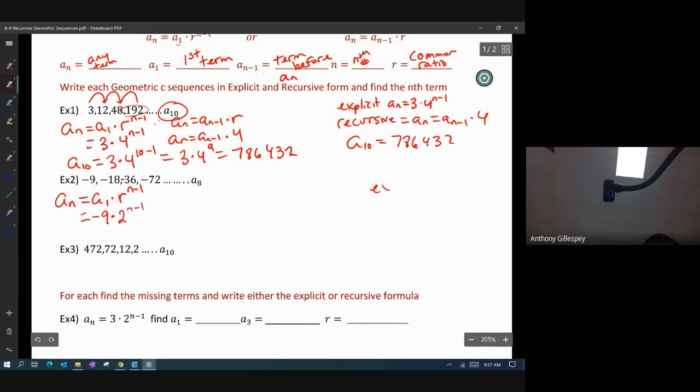Is this going to take us long? To find any number, start with the first, which is what in this case? 9 times 2 to the n minus 1. Can we find the recursive? It always starts off with a sub n equals a sub n minus 1, and it's not plus the common ratio, it's times the common ratio. So times what in this case? 2. Done.